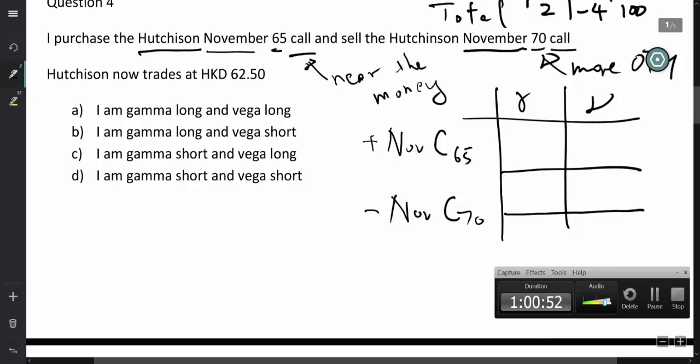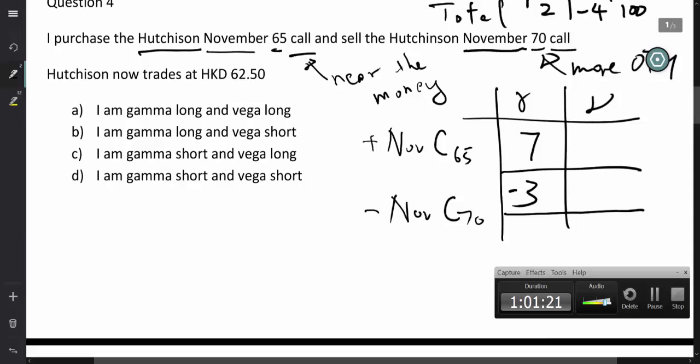The other one is further away. So let's say this one has a gamma of 7, okay? Now, because the other one is far further away, I know that the gamma will be less. Doesn't matter how much less, just less, okay? So I'm going to put a 3 on top of it. But because I'm short that option, it will be -3, okay?